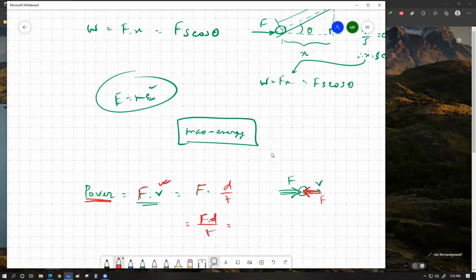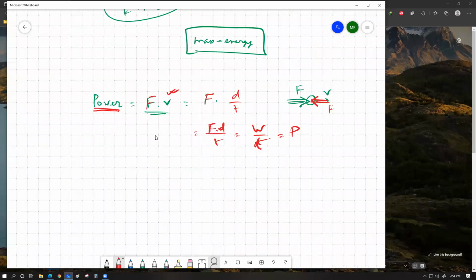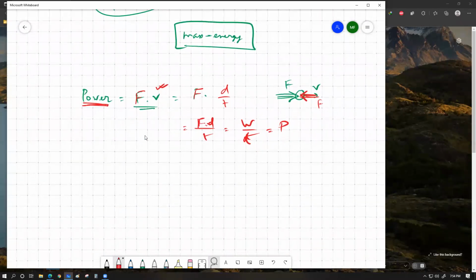Which basically gives us work done over time, which ultimately can give us the expression for power right over here. So that's another scenario that we have. The other thing that is important is actually mostly time, so problem solving.